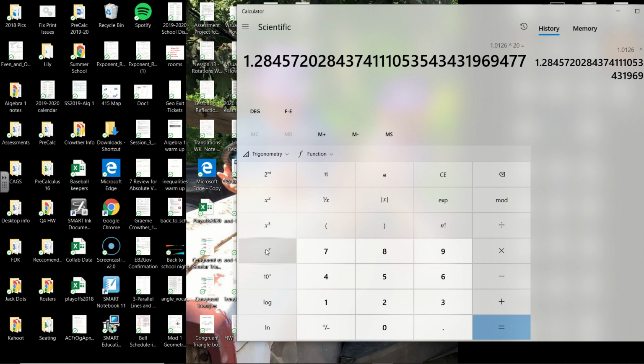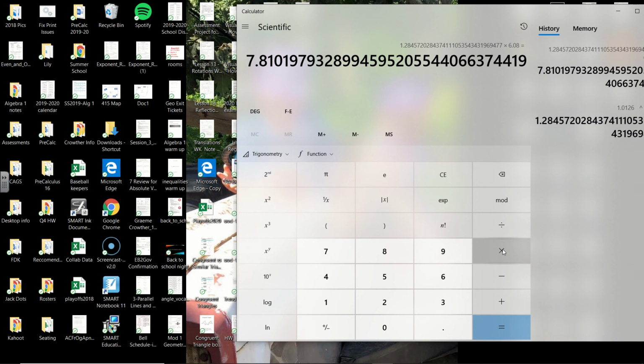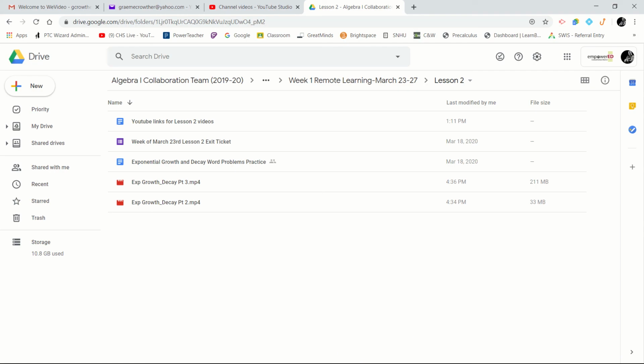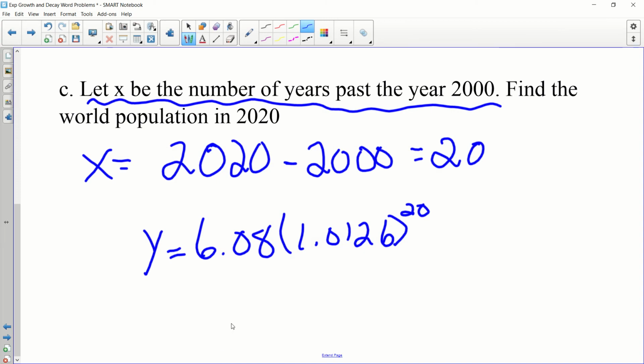I need to remember that I need to multiply that by the 6.08 billion. So times 6.08 gives me a final number of 7.81. And I need to remember that in the context of this problem, we are talking about billions of people. So my solution was 7.81. And I need to remember that it is billion people.